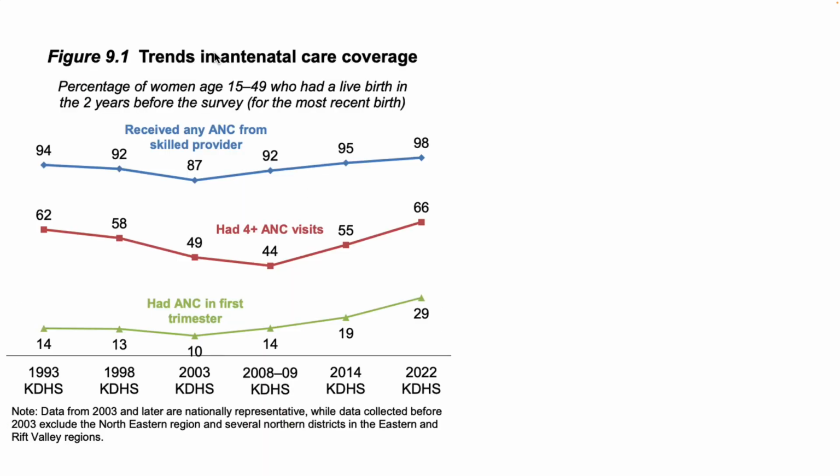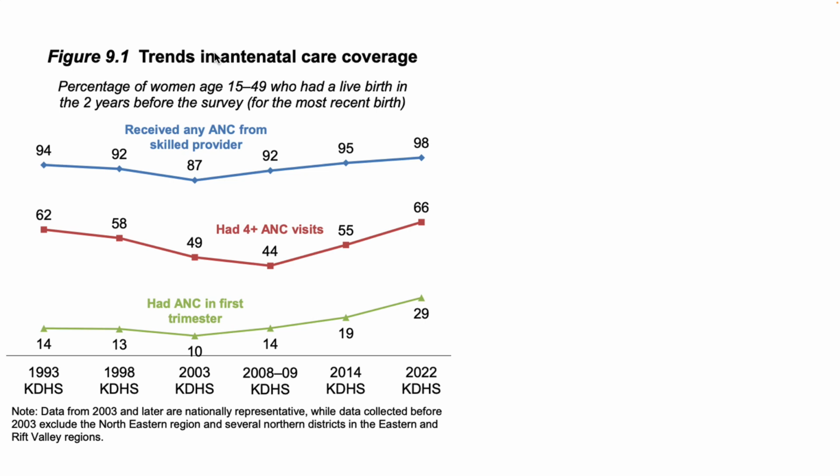Among women aged 15 to 49 who had a live birth in the 2 years prior to the survey, it measured whether they attended antenatal care at any time during their pregnancy, whether they had 4 or more visits during that pregnancy, and also whether they had a visit during the first trimester of the pregnancy.